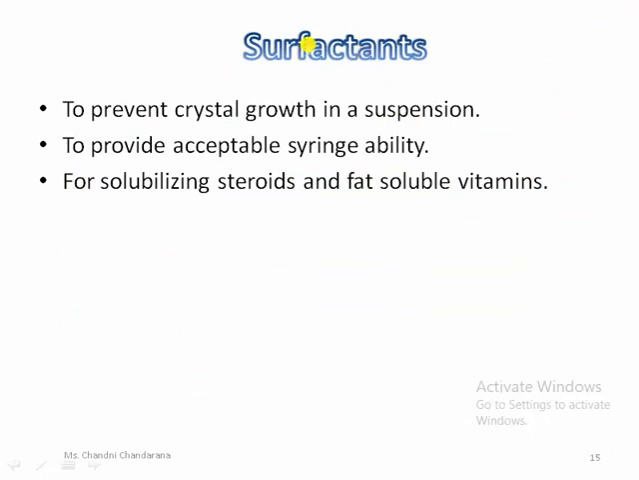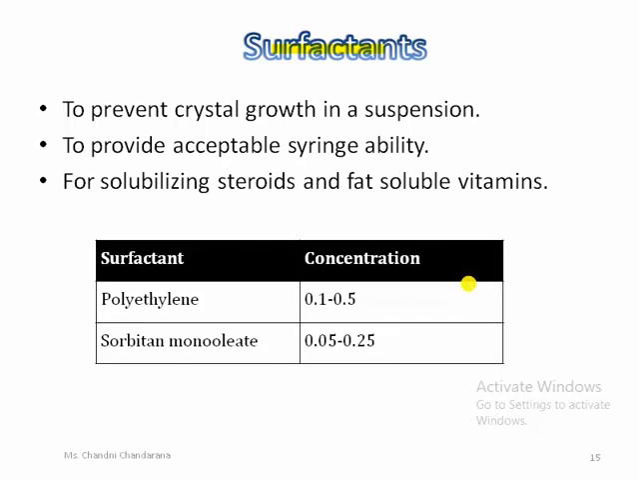Now next are the surfactants. Why do we require surfactants? They are used to dissolve a water insoluble drug as a colloidal dispersion. We can say they are used to prevent crystal growth in a suspension. We require a surfactant for parenteral suspension also to produce acceptable syringeability, and for solubilizing steroids and fat soluble vitamins. These are the examples of surfactants. This is all about additives.